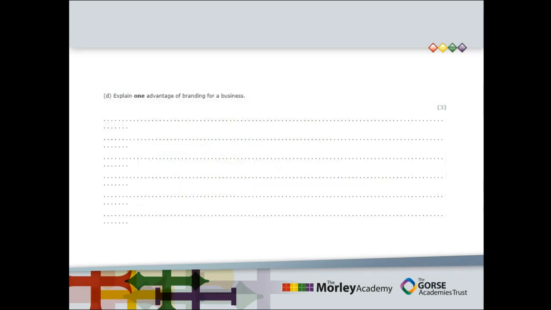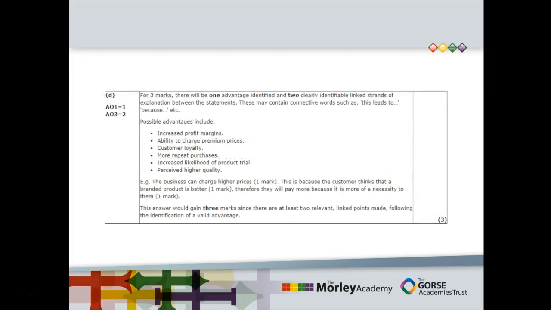So an advantage of branding, this is a non-context question, there is no business named in the question. And we can see our possible answers there. Again, the reason for branding might be that people perceive higher quality, and this is a generic answer. Higher prices, better product, or people perceive it to be a better product, therefore they'll pay more.